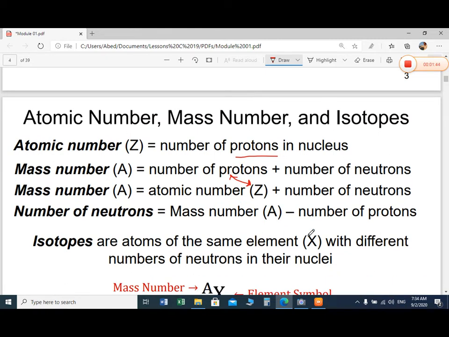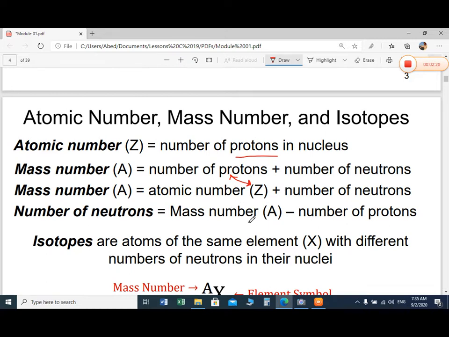and isotopes. So first of all, we see the atomic number. Atomic number is just the number of protons. This you have to see in the periodic table or in the question. The number of protons is the atomic number, and the mass number is the total of protons plus neutrons. Similarly, instead of protons we can say atomic number. So mass number will be equal to atomic number plus number of neutrons. So you can say either way, whatever you understand.